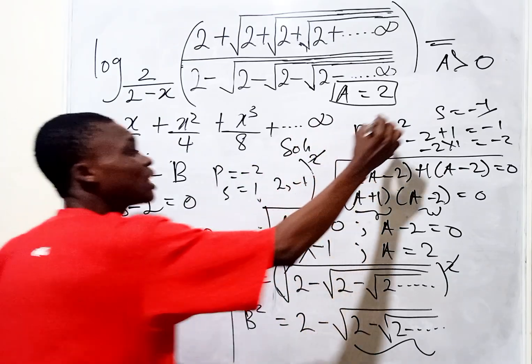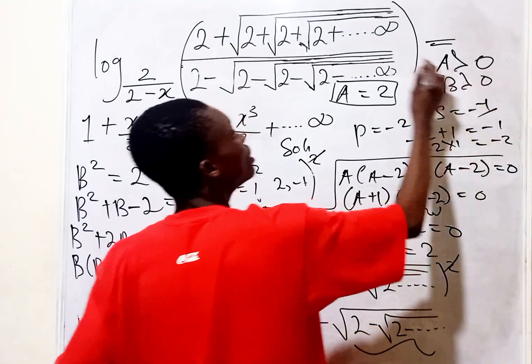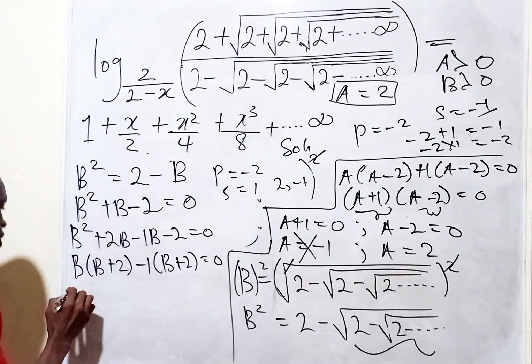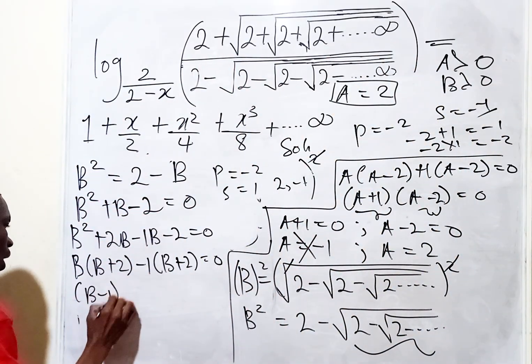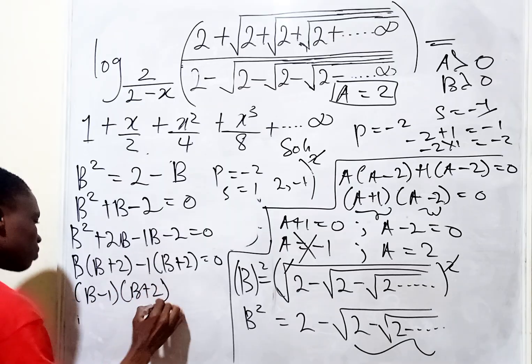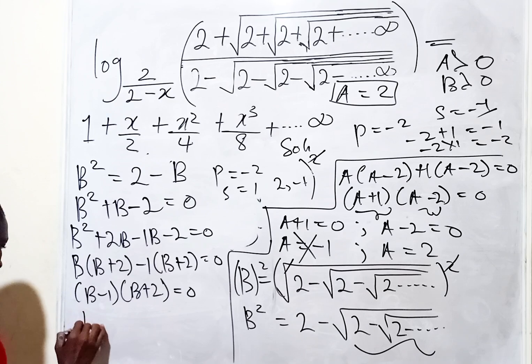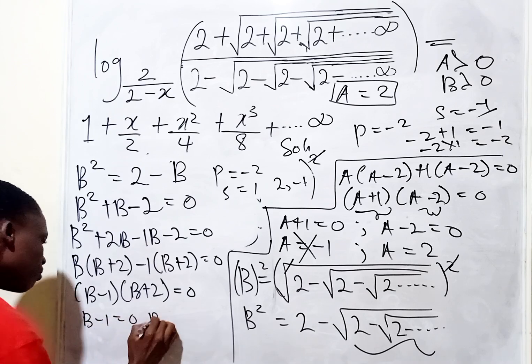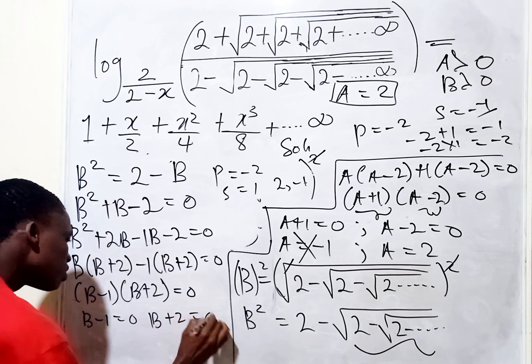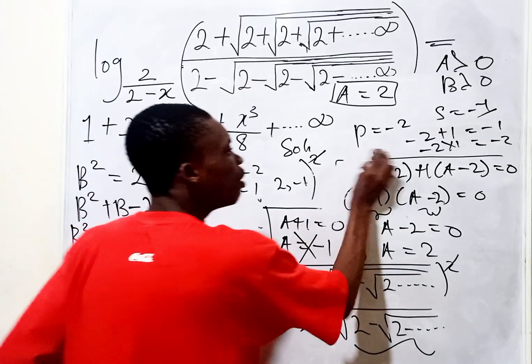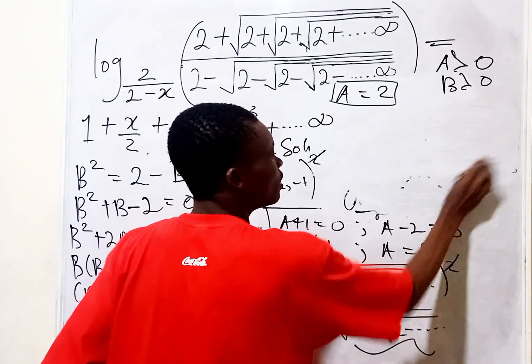So b must be greater than 0 because b is an argument. So b must be greater than what? 0. So what do we have? We have that b minus 1, b plus 2 equals 0. So we set each of them equal to 0. So b minus 1 equals 0. b plus 2 equals what? 0. All right.